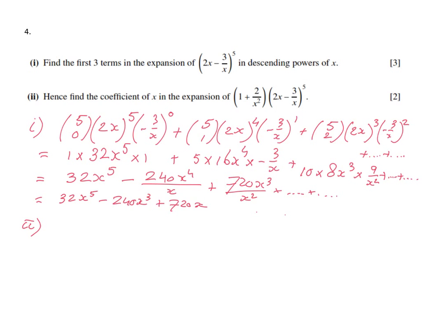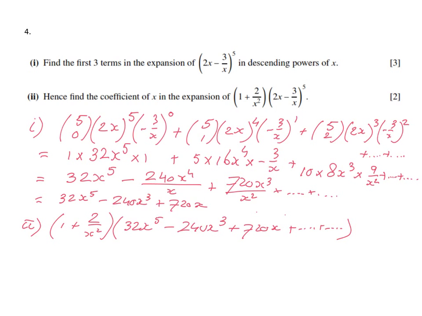Part two. And I'm usually going to use that answer for part two. Hence, find the coefficient of the x in the expansion of. And then you should see or realize the connection that this is the same as that. So I'm going to rewrite the question as (1 plus 2 over x squared) times. And I'm going to use those terms. The word hence is important. I'm going to use those terms which I found in part one. Plus 720x. Just going to do some dots there.